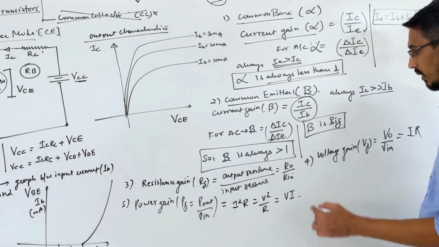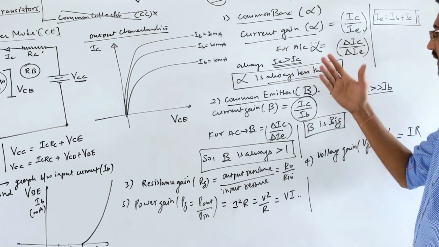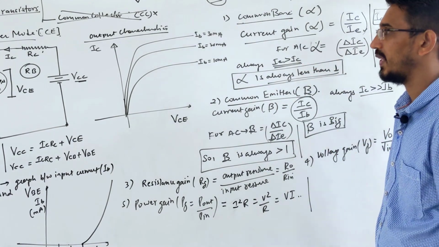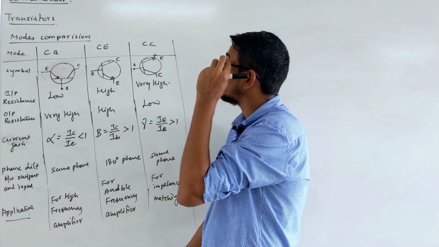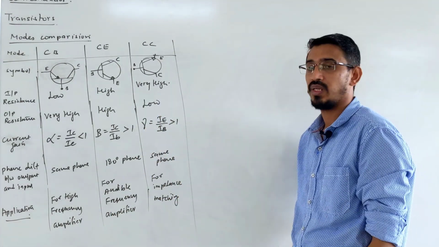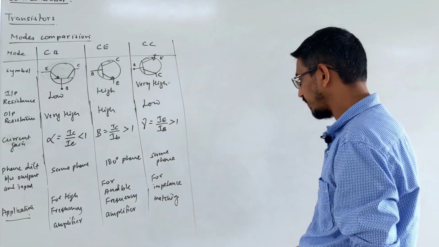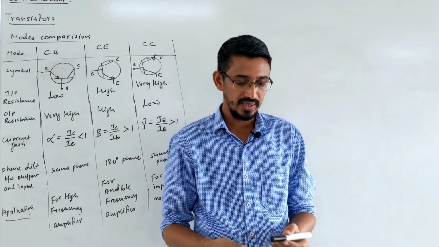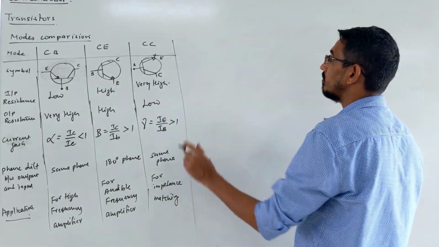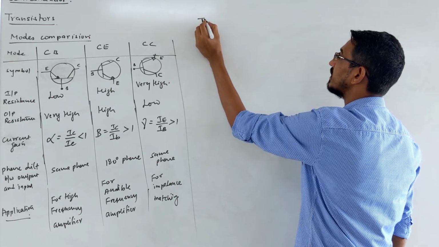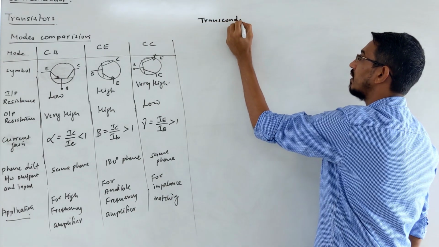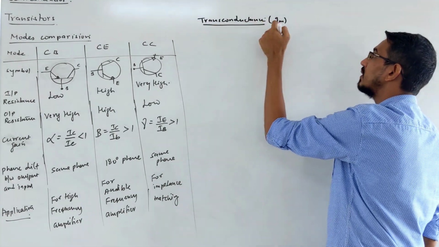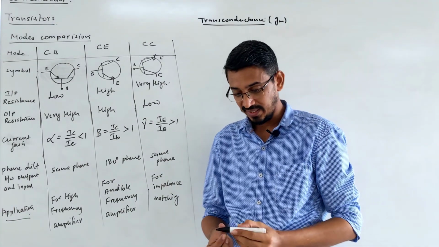Again, we can write the relation between alpha and beta. Let me clean this board, then I will tell you how to relate these two gains. Here I did a simple comparison between the three modes: common base, common emitter and common collector. Before this, one point I forgot: apart from current gain, voltage gain, resistance gain and power gain, there is one more term called transconductance. This question was asked once in our exam. We write the symbol gm, small g and m.